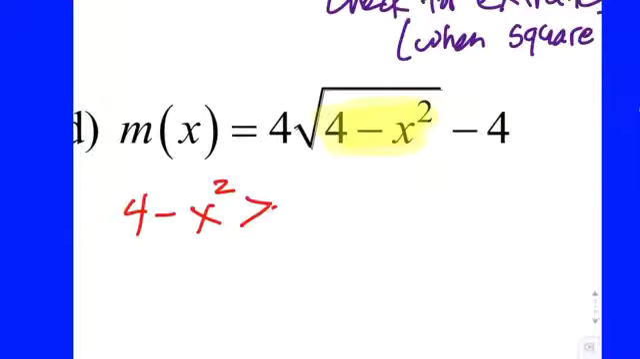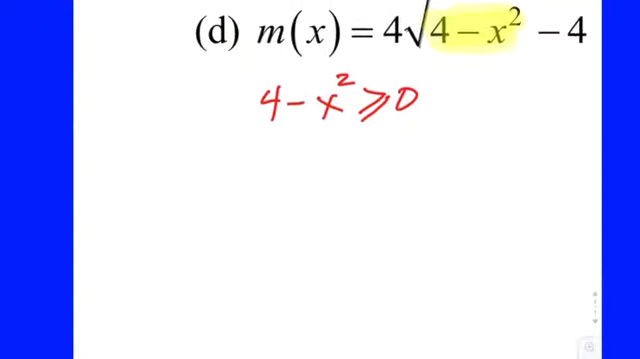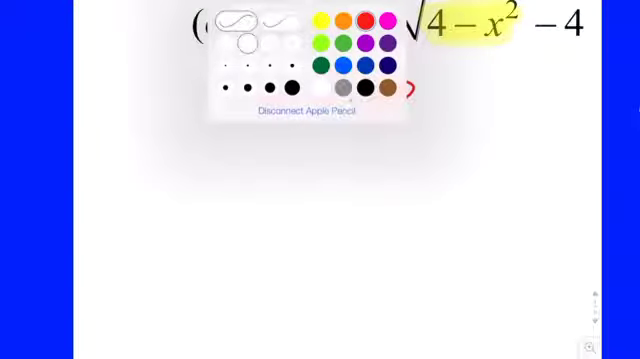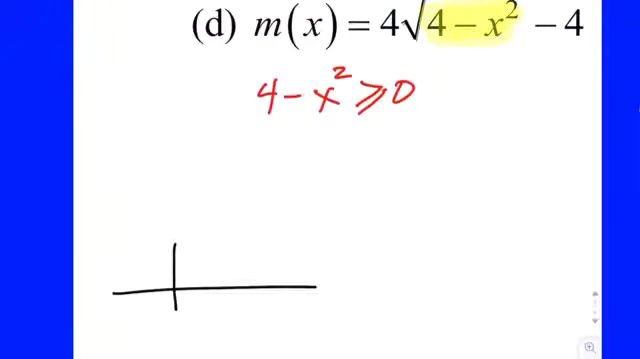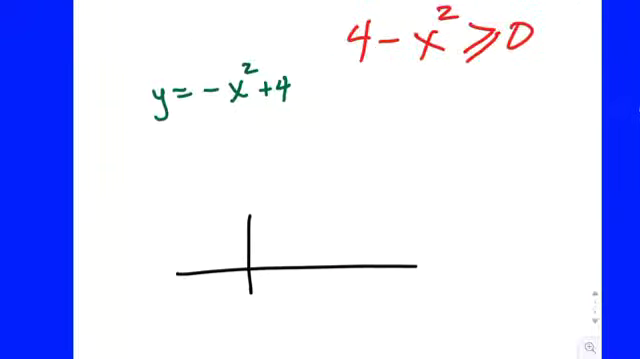4 minus x squared is greater than or equal to 0. Now from there, if you want to sketch the graph, that's fine. It's a quadratic inequality. So I'll go ahead and do that kind of off to the side down here. If you want to help yourself, rewrite it. Instead of 4 minus x squared, write it as negative x squared plus 4. That's kind of the standard form that y'all had in Algebra 2.